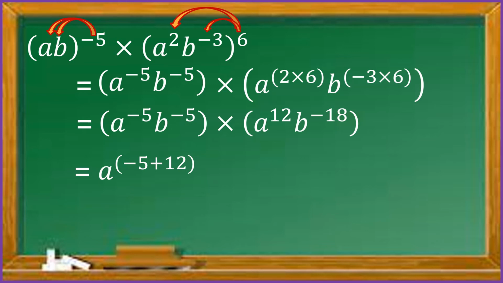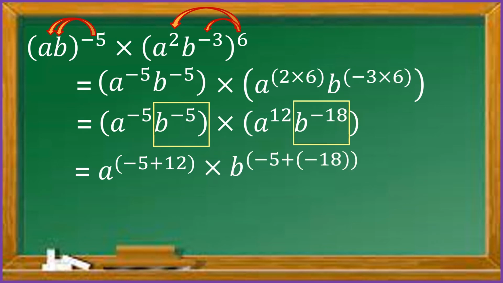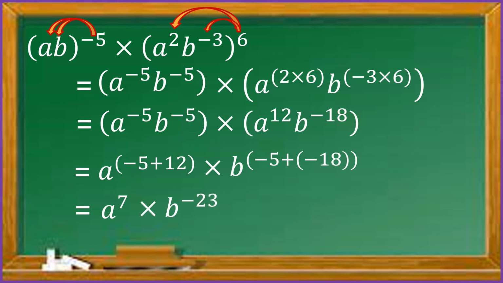And then the same law that we will be applying to B to the negative 5 and B to the negative 18. So we will be having times B to the power of negative 5 plus negative 18. And what is negative 5 plus 12? Very good. It is equal to 7 times what is negative 5 plus negative 18. Very good. It is negative 23. So we will be having A to the power of 7 times B to the negative 23.